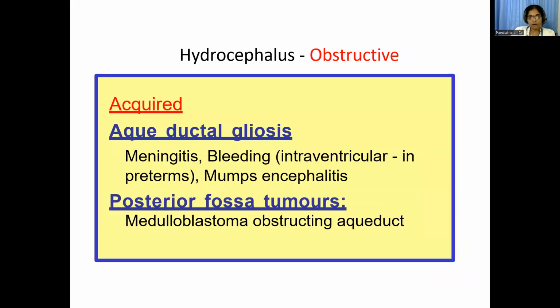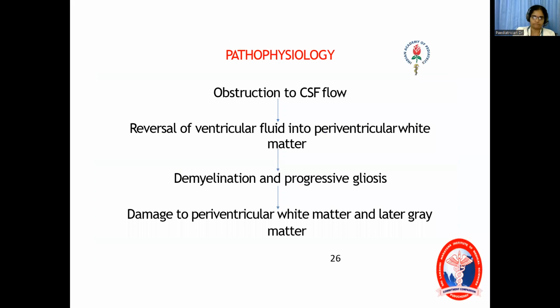Alright, then coming to the acquired causes of hydrocephalus. So aqueductal gliosis. Aqueductal gliosis can be either because of meningitis or bleeding like intraventricular hemorrhage, or mumps encephalitis, or it could be posterior fossa tumors like medulloblastoma obstructing the aqueduct. So the common causes, as you are seeing, are meningitis, sometimes encephalitis or bleeding. Posterior fossa tumor could be another contributory cause.